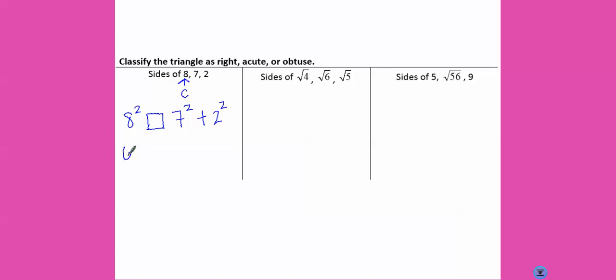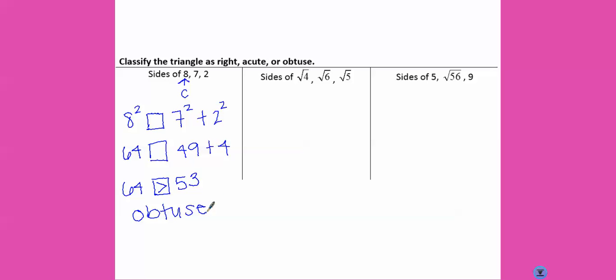8 squared is 64. 7 squared is 49. Plus 2 squared is 4. 64 compared to 53. That means that 64 is greater than 53, therefore this is an obtuse triangle.